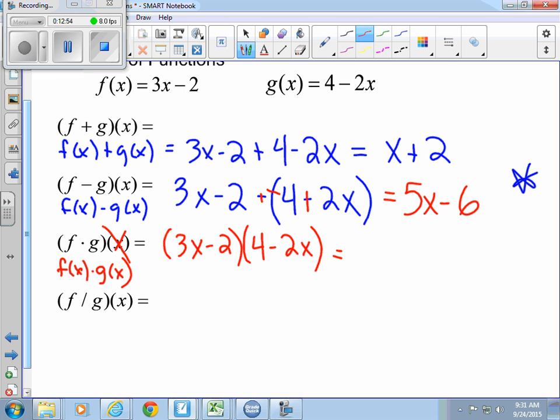So 3x times 4 equals 12x. 3x times negative 2x gives me negative 6x squared. Negative 2 times 4 gives me negative 8. And negative 2 times negative 2x gives me positive 4x. Combine like terms.